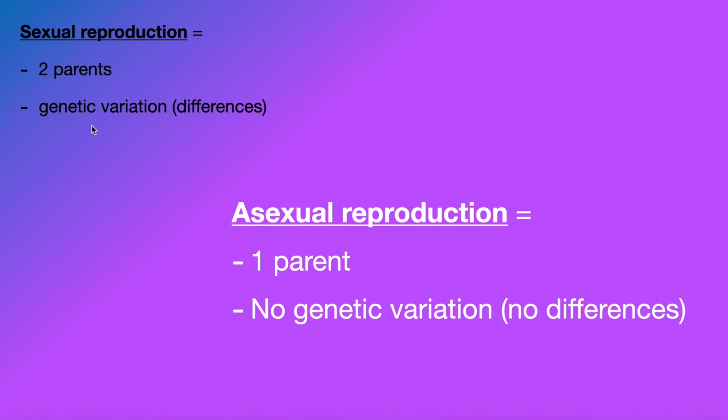In sexual reproduction, because there's two parents, there's plenty of genetic variation or differences. Asexual reproduction, since there's only one parent, there's hardly any. No genetic variation, no differences.